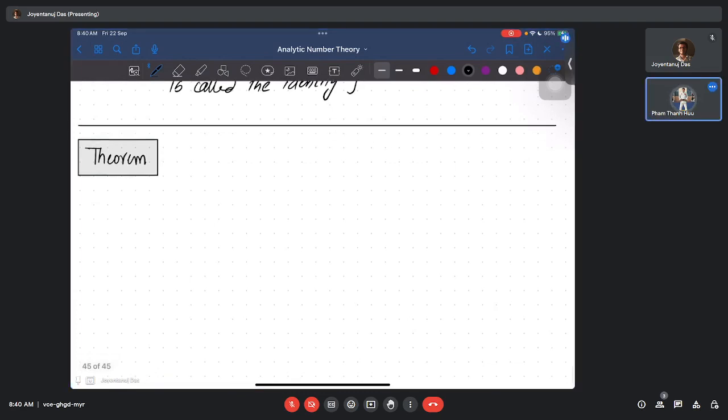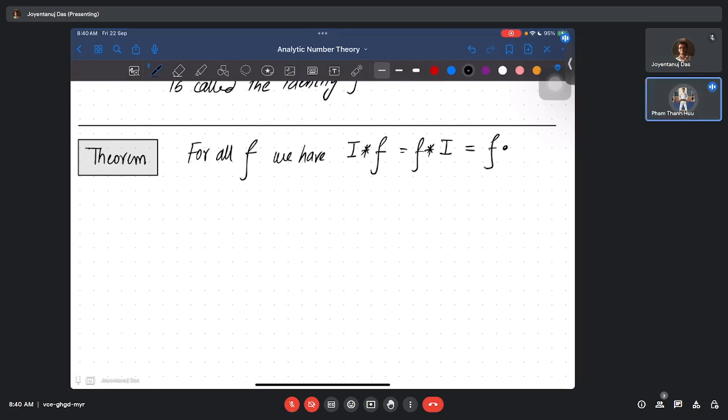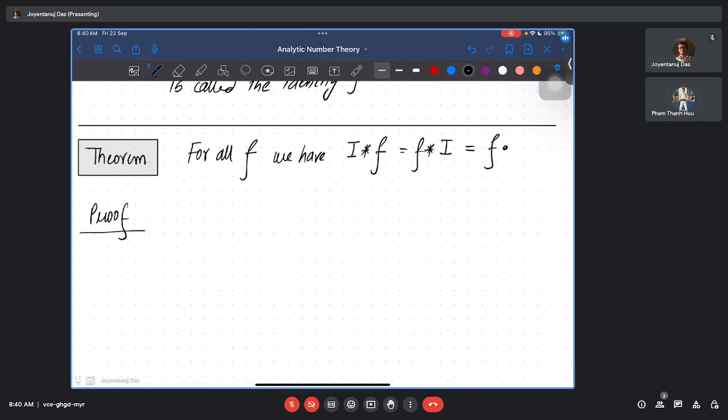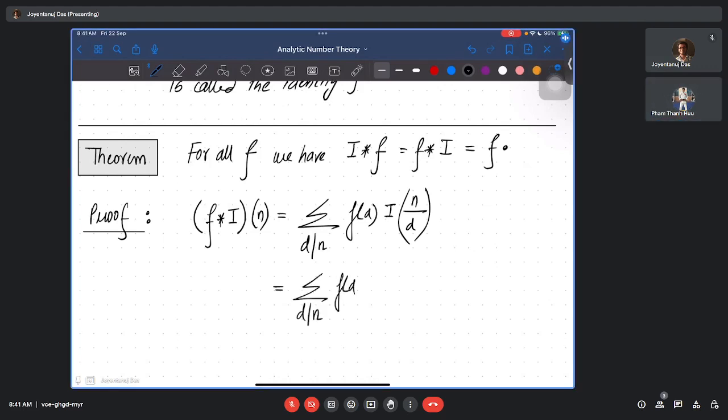It says that for all f, if I find the Dirichlet product of the identity function I with f, that is, because it is commutative, finally the same as f. So if I find the Dirichlet product of f and I, that is f. So it actually behaves like an identity function in the Dirichlet product sense. If I use the definition, this is nothing but the summation over d dividing n of f of d and I of n by d. But what is I of n by d by definition? It is the floor of 1 over n by d, so it is the floor of d by n.